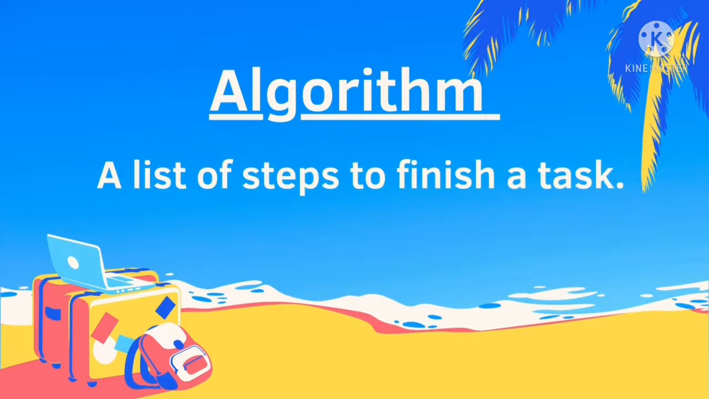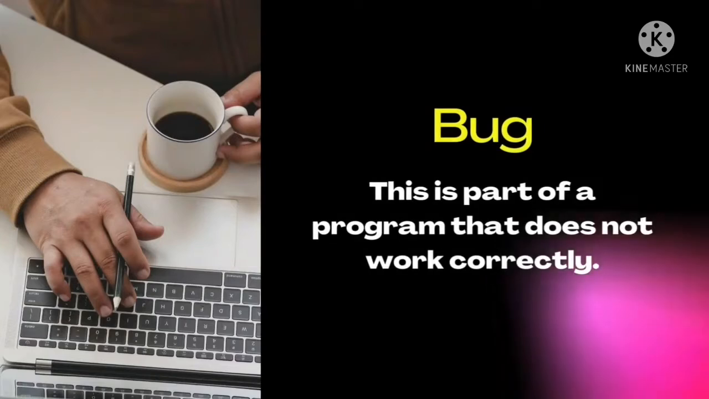Okay? So the next word we're going to review is bug. Bug is a part of a program that does not work correctly. So when there are errors in your program, we say there's a bug in the program. So in computing, a bug is an error in your code that causes your program to produce unexpected results or crash altogether.